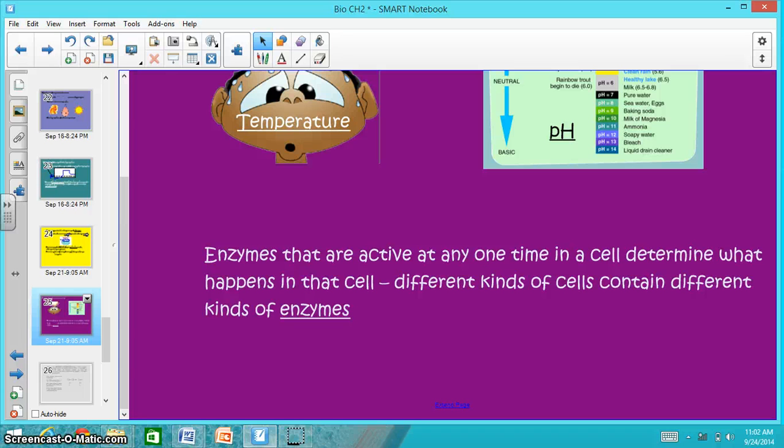Enzymes that are active at any one time in a cell determine what's happening in that cell. So different kinds of cells are going to contain different kinds of enzymes. Chances are the ones in your digestive tract are going to contain the lactase, because that's where your lactose is coming from, the dairy products that you consume. Acetylcholinesterase helps to inhibit acetylcholine, which is a neurotransmitter that allows for muscles to contract. So that enzyme, the acetylcholinesterase, is going to probably be more prevalent in your muscle cells than in your stomach.